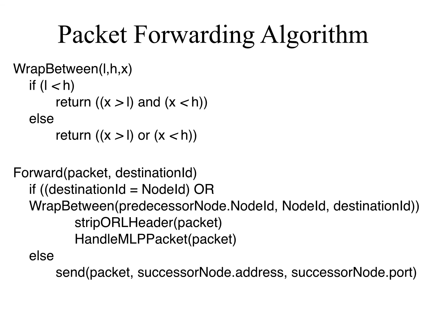Now the main forward algorithm is here, which consists of an if statement and an else. In the if statement, we have two conditions, and it has to satisfy any one of them. If the wrap-between function is true, or if the destination is equal to the node, we will run the if part. If both of them are false, that is, it is not between according to the wrap-between function and the destination is not equal to the node ID, then we run the else part, where we send the packet to the successor node at address A. So this is the algorithm.